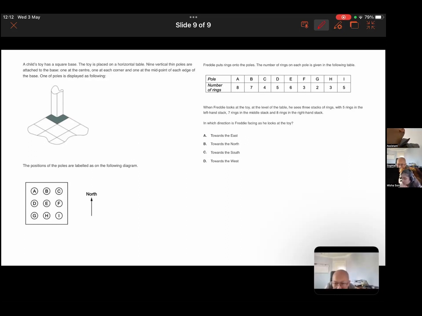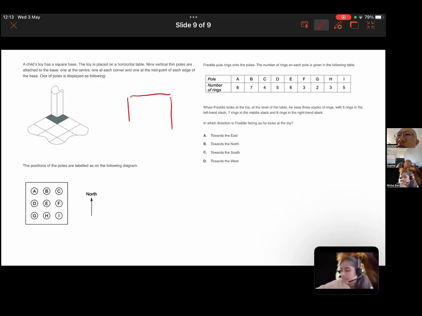After you read all the information, what's created for you? What do you mean by one at the corner, one at the middle point, one at the center? The positions of the poles. And also they have a square base, don't forget. If that is a square base, then you can create the diagram. Basically that is what it looks like.